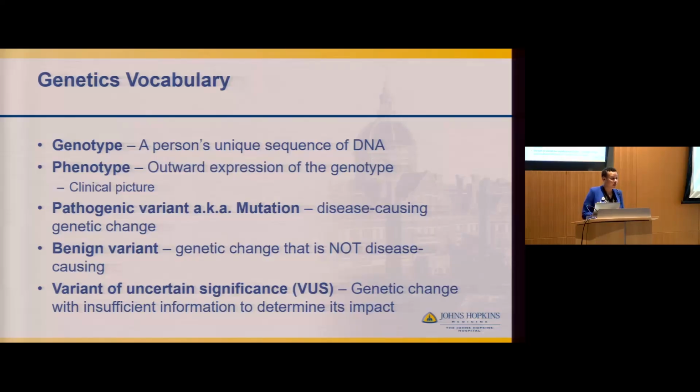And then you have a variant of uncertain significance. A lot of you may be familiar with this term. They're very common when it comes to genetic testing. And that's just a genetic change that right now the laboratory cannot tell you, is this causing your HCM or is this just a benign variant?